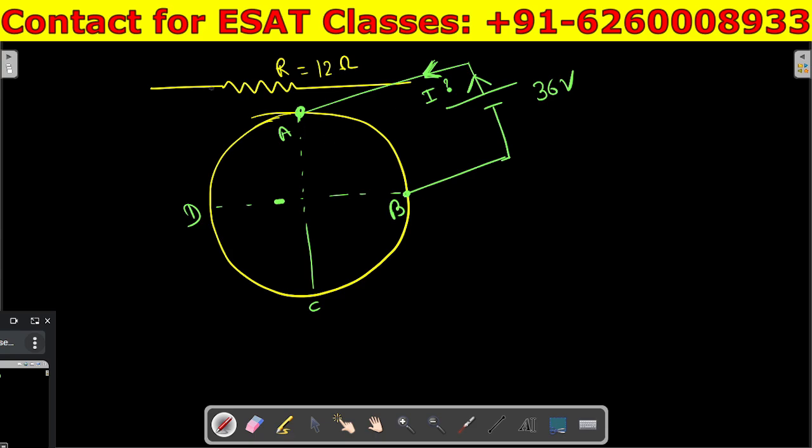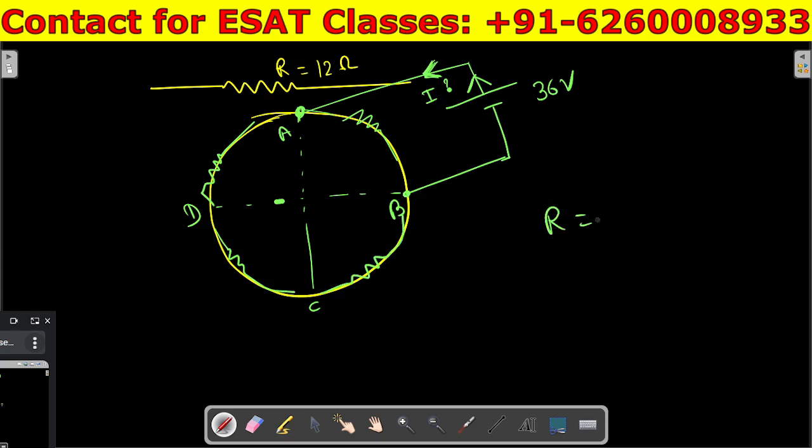First of all, see, this complete wire has been formed in a circle. So the resistance of this complete circle is 12 ohm. You can see here that AB is a 1/4 part of the circle. AB is a 1/4 of the circle. This is also 1/4 of the circle. You can assume this is also a quarter of the circle.